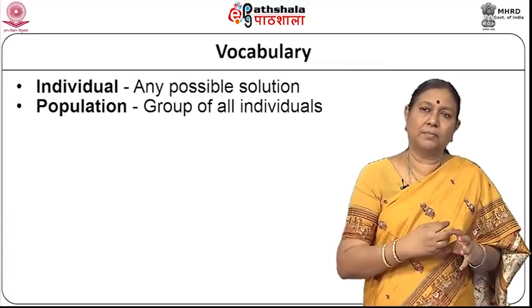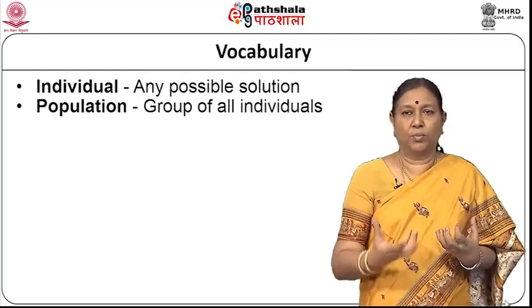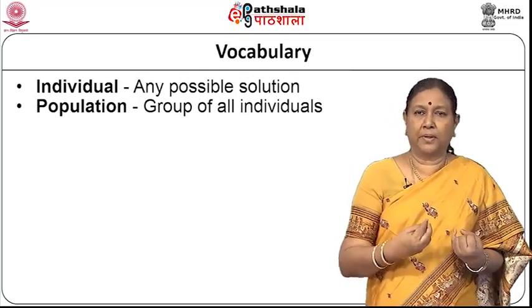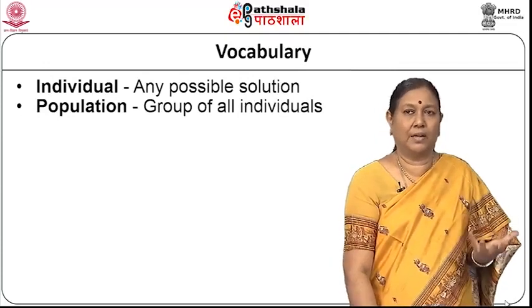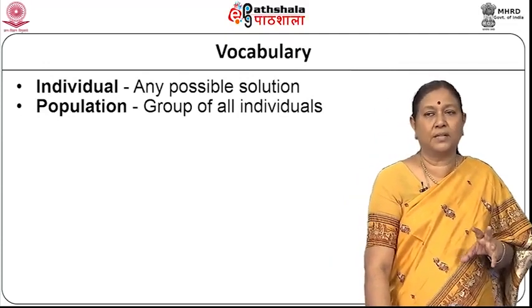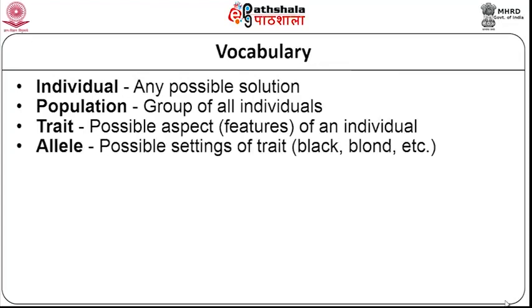So, all the possible results that can come are called a group of individuals. Any possible solution is called an individual, and all possible solutions together form a population. Trait is a possible aspect or feature of an individual, that is, of a solution. Allele is the possible setting of the trait, that means the values of a trait.